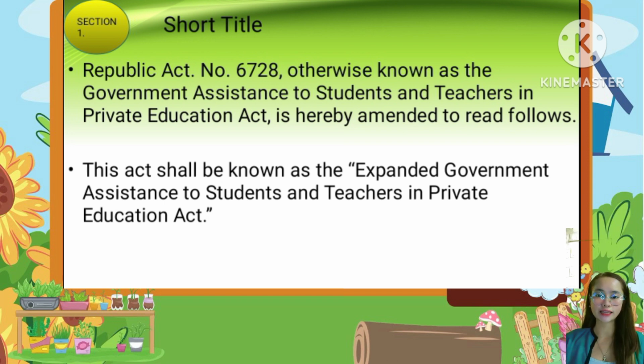Section 1, the short title. Republic Act number 6728, otherwise known as the Government Assistance to Students and Teachers in Private Education Act, is hereby amended to read as follows. This act shall be known as the Expanded Government Assistance to Students and Teachers in Private Education Act.